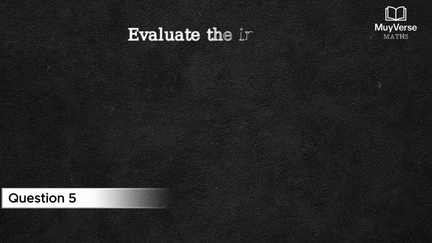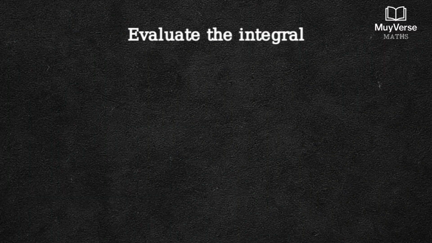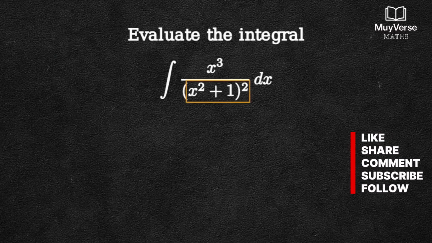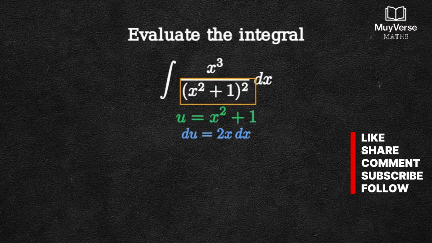In this lesson, we will evaluate a single integral step by step with clean algebra and a helpful substitution. Here is the integral. The integral of x cubed over the quantity x squared plus 1 squared with respect to x. Notice the repeated quantity x squared plus 1 in the denominator. To simplify, let u equals x squared plus 1, so that du equals 2x dx. This substitution matches the highlighted denominator.